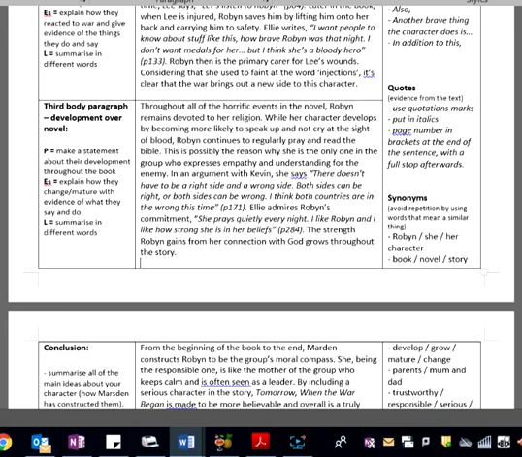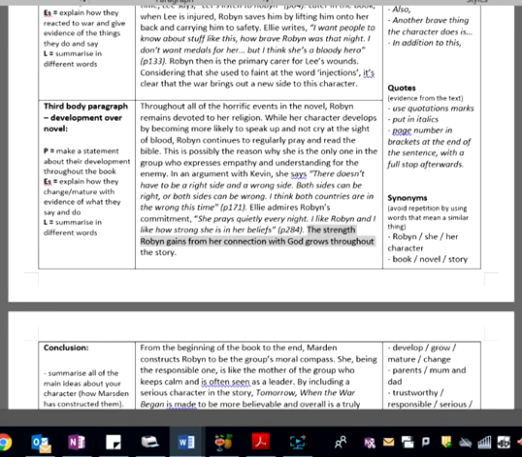While her character develops by becoming more likely to speak up and not cry at the sight of blood, Robin continues to regularly pray and read the Bible. This is possibly the reason why she is the only one in the group who expresses empathy and understanding for the enemy. In an argument with Kevin, she says, "There doesn't have to be a right side and a wrong side. Both sides can be right or both sides can be wrong. I think both countries are in the wrong this time." Ellie admires Robin's commitment. She prays quietly every night. I like Robin, and I like how strong she is in her beliefs. The strength Robin gains from her connection with God grows throughout the story.